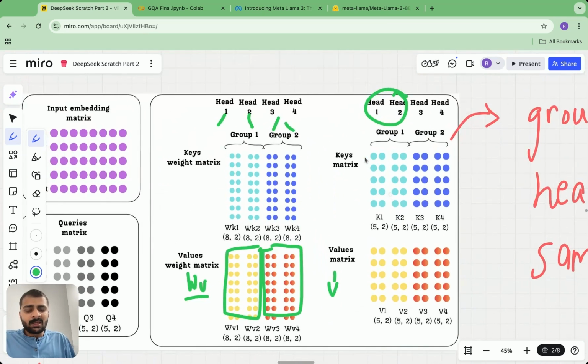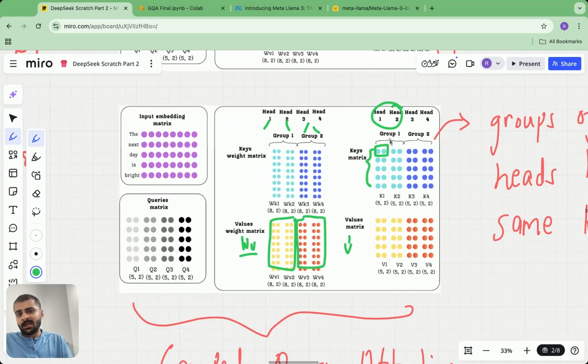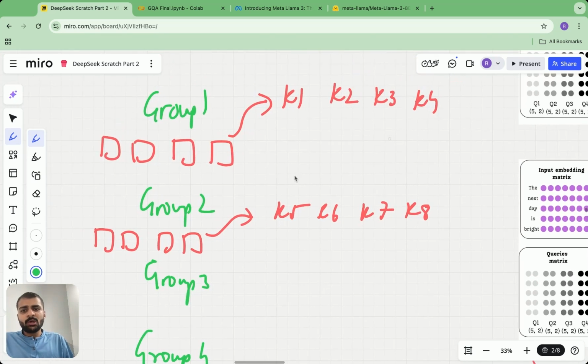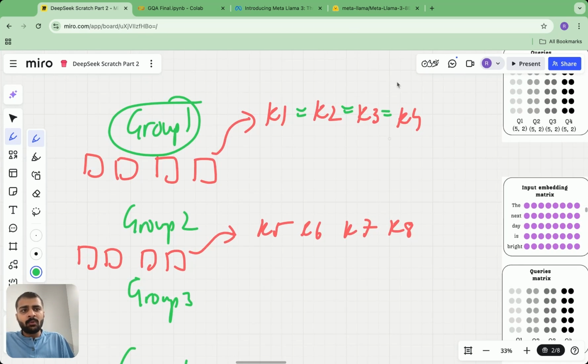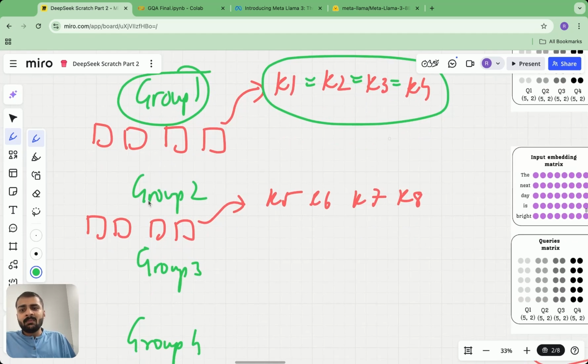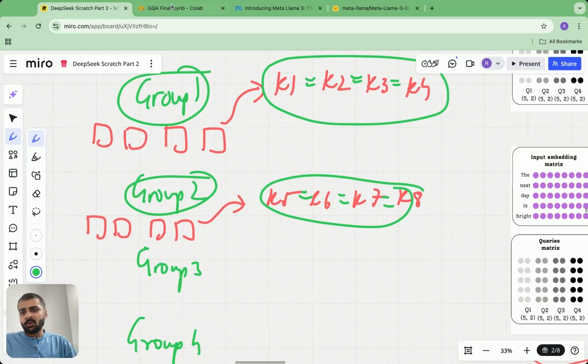The dimensions of the keys matrix will be based on the input tokens which I have, and the head dimension essentially. If you look at this, the number of rows will be the number of input tokens, and the number of columns would be the dimension for that particular head. Ideally, K1 should be equal to K2, should be equal to K3, should be equal to K4, because within one group, all the key matrices will be the same. But for the second group, the key matrices should be different from each other. That is what I wanted to visualize.